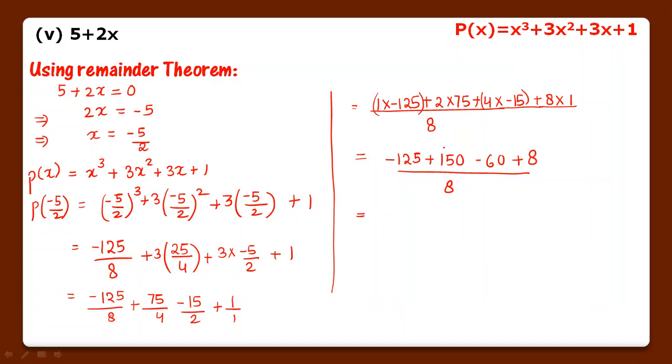We'll take the plus portion first. 150 plus 8 that is 158. Minus 125 and minus 60 को हम add करेंगे and sign will be of minus, which is equals to minus 185 upon 8. Since minus 185 में से हमें 158 minus करना है, तो sign will be of minus and we'll get our answer 27 upon 8. So we can write here remainder is equals to minus 27 upon 8.